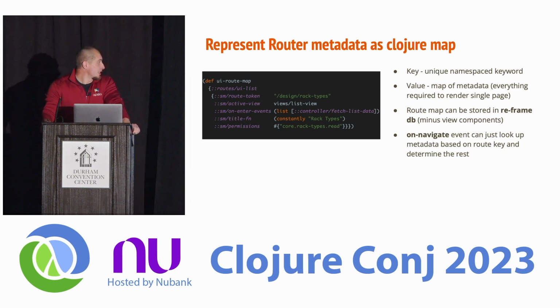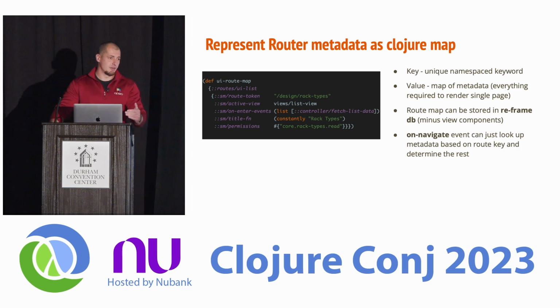So we decided to create our own route map, because back in the day there were no decent routers available on the client side. And everyone can create their own route map. It's pretty straightforward. You can create a map in which the key will be your route token directly, or you can use a namespaced keyword, and it will be easier to get auto-completion and uniqueness of routes. And you can define everything that you need to do in order to render the screen. You need to define which view needs to be selected, which events need to be initiated, and so on.